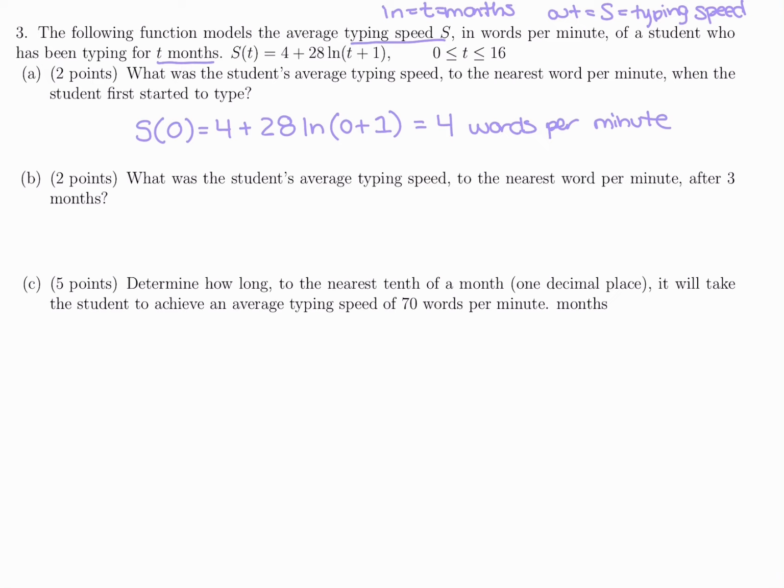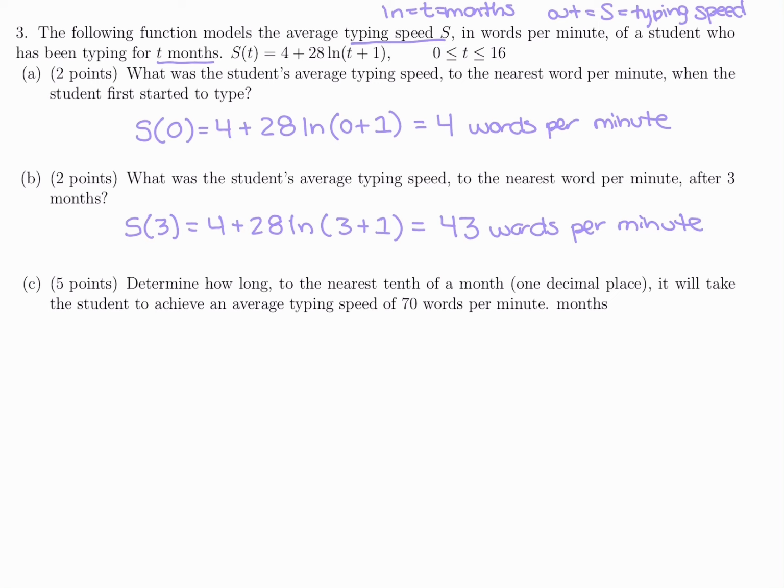What was the student's average typing speed to the nearest word per minute after 3 months? So they've been practicing for 3 months. We want to see how fast they're getting. This is probably like an elementary school student. We're going to replace that T with a 3. So we're doing 4 plus 28 times ln of 3 plus 1, or ln of 4. Rounding to the nearest word, it's about 43 words per minute then. So much faster than that initial month.